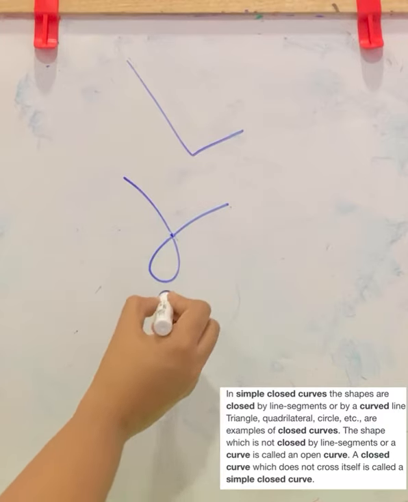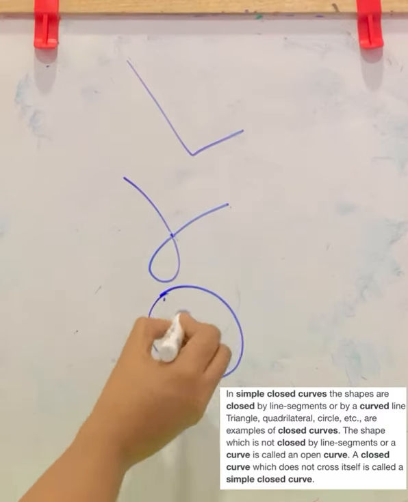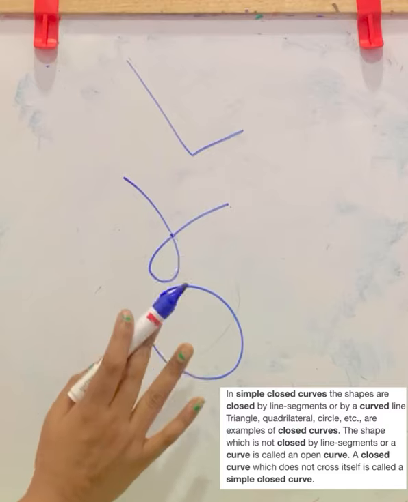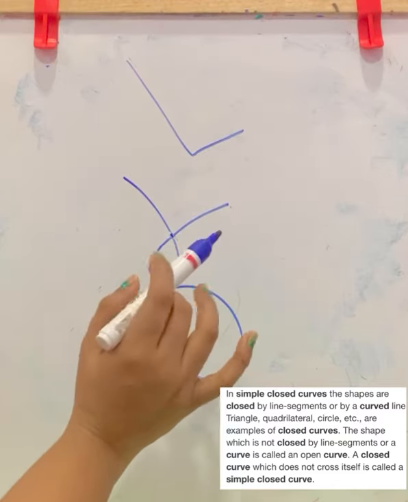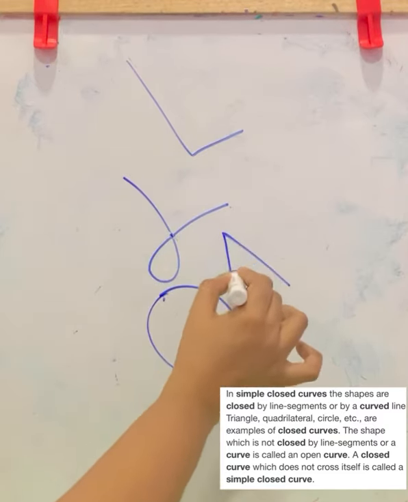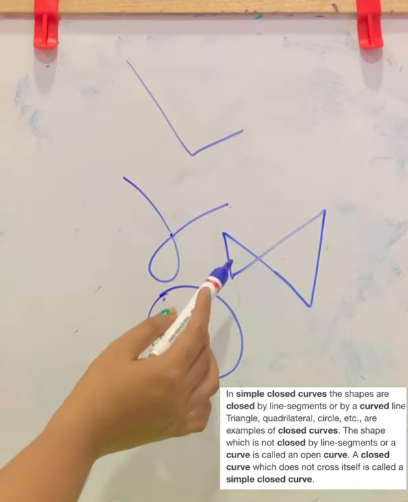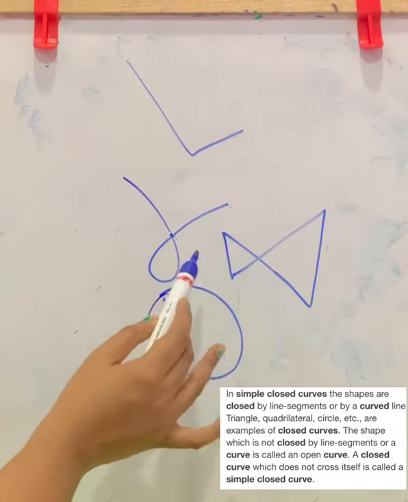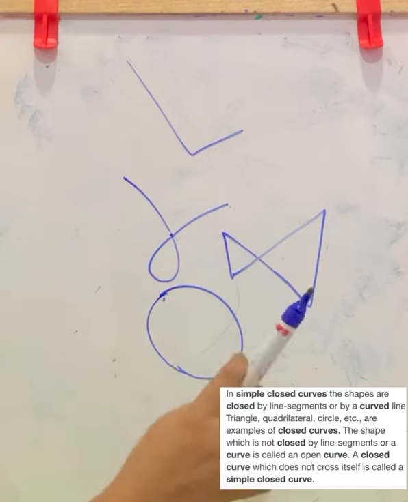Now what about this? This is a closed curve and this is a simple curve too. What about this? This is closed, but this is not simple because here we have an intersecting point.